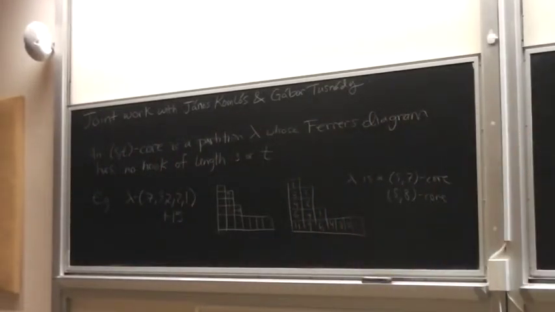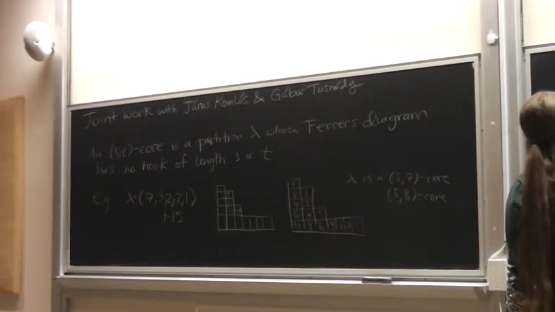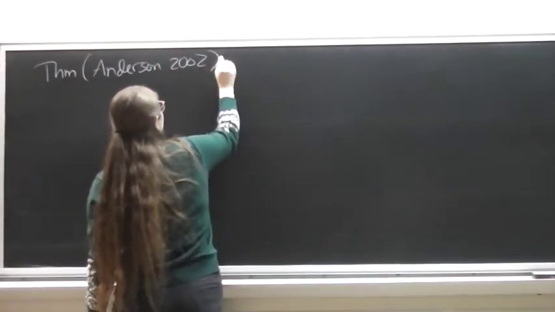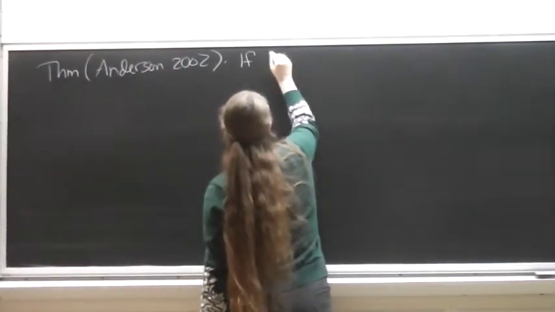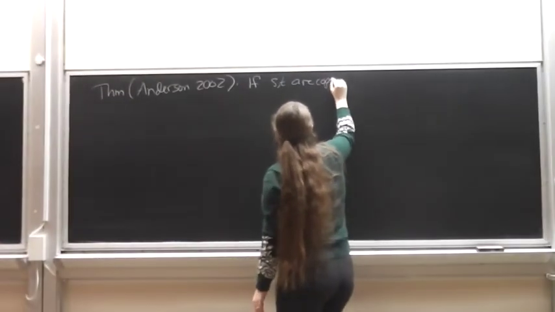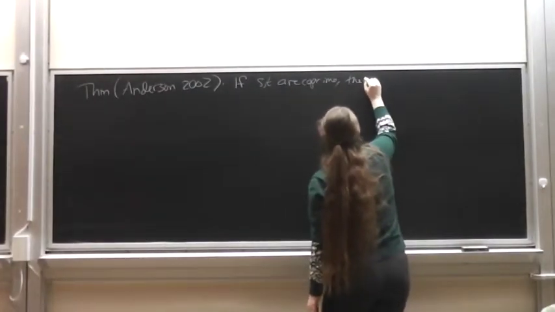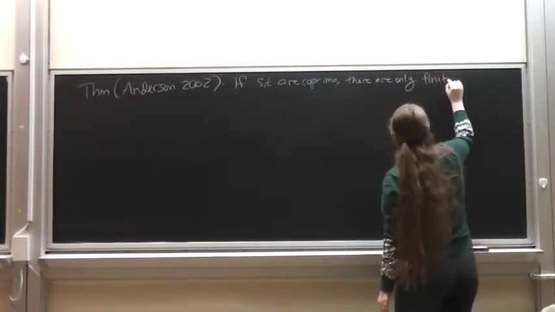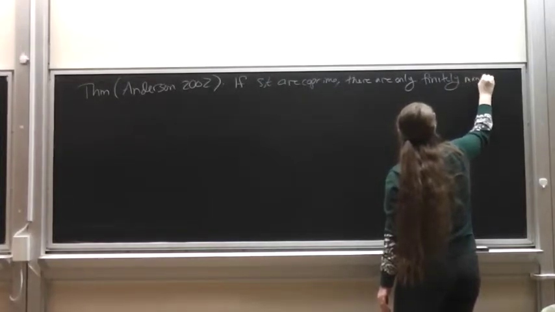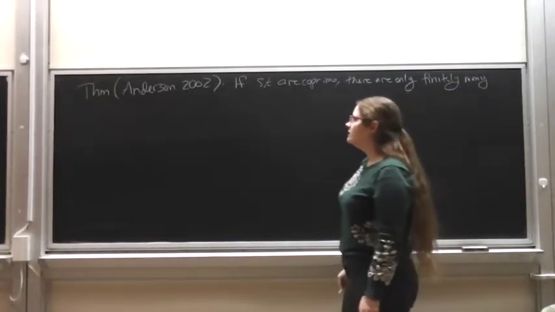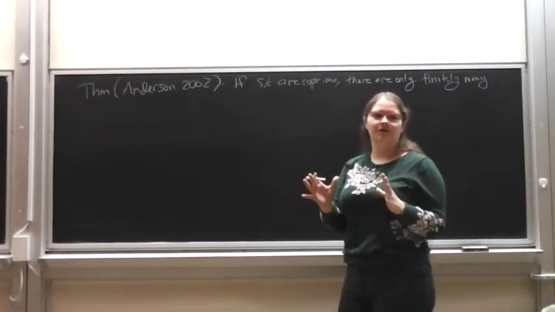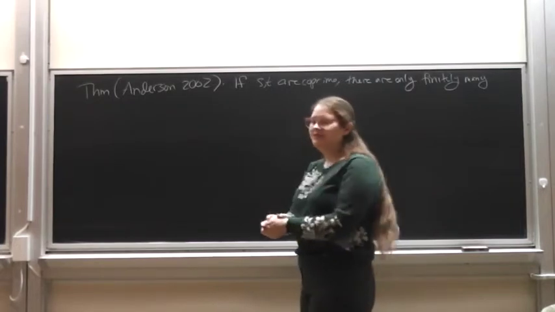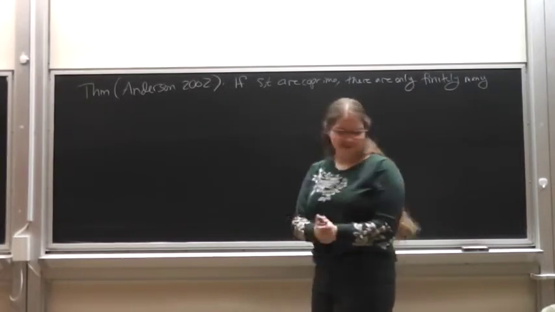And the theorem, due to Jacqueline Anderson from 2002, is that if S and T are coprime, there are only finitely many ST cores. And she proved a lot more than that, actually. She gave this really beautiful lattice paths characterization of these partitions. Maybe if we have time at the end, I'll tell you about it. I hope I get to.